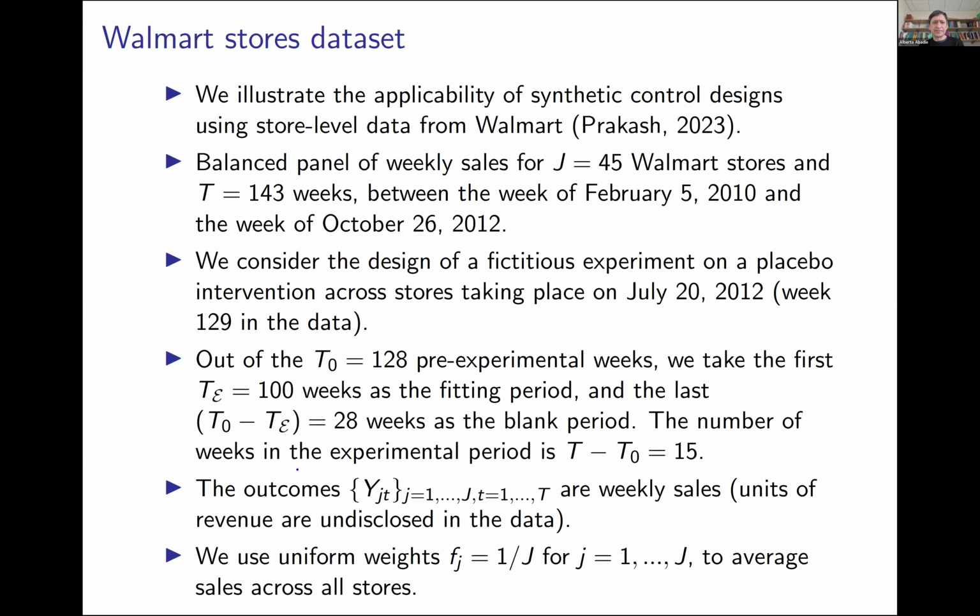So we are going to look here at panel data, store-level data from Walmart. We have 45 stores, 143 weeks, and the first 100 periods are going to be the fitting periods. Then we are going to have 28 weeks as a blank period, and then 15 experimental periods, and we are going to use uniform weights in order to define an average treatment effect.